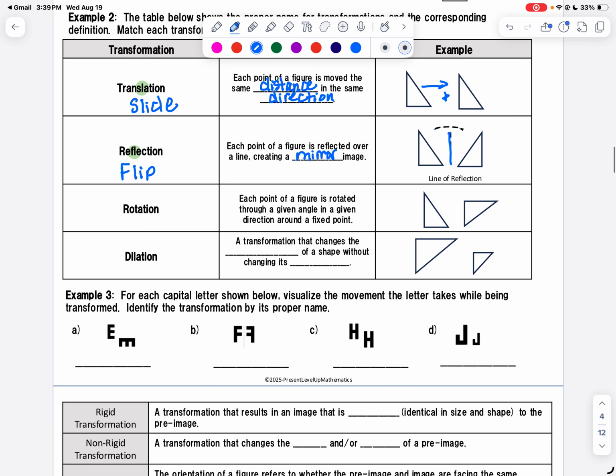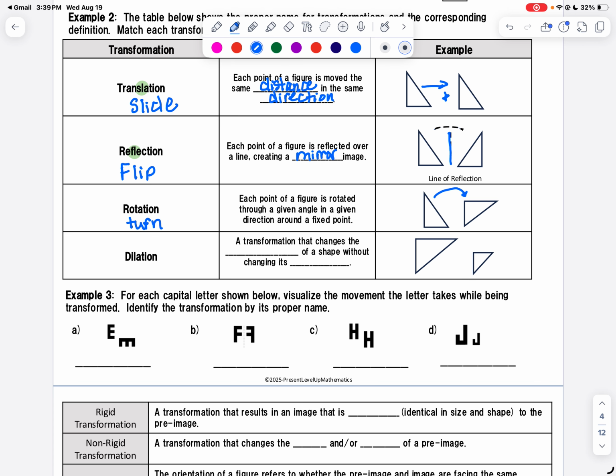Now, a rotation is just a fancy word for a turn. Each point of the figure is rotated through a given angle in a given direction around a fixed point. So in this example, our triangle is turned and forms this new image.